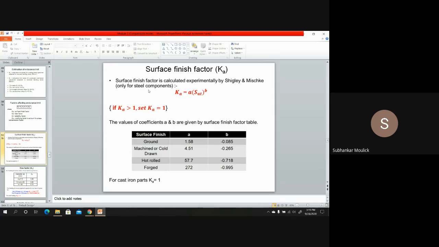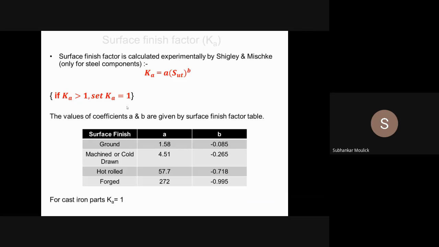Remember, normally we use either steel or cast iron components in order to design any component that is failing by fatigue. But if the component is made of cast iron, then the Ka value is always equal to 1. No need to use this expression, no need to go for these values. These values and this expression are only applicable for steel components. For cast iron components, Ka is always equal to 1.